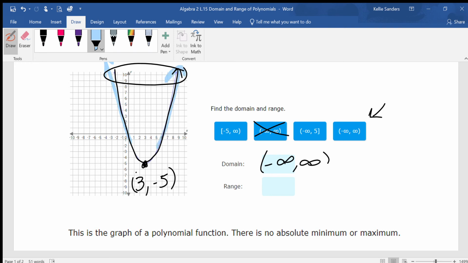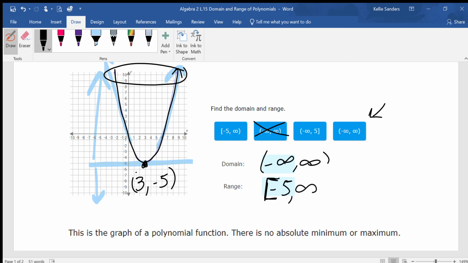But the y's, it's going up, but it doesn't go below this line, right? So what's the lowest that your y can be? Negative 5. And what the bracket means is it can equal negative 5. So if negative 5 is the lowest, it can be anything bigger than negative 5. So it would be going to infinity because that's what the arrows mean, going up and up and up. Okay, so that's your domain and that's your range.